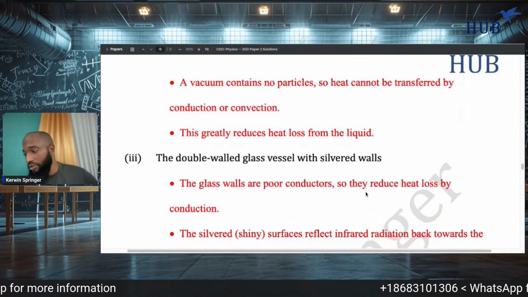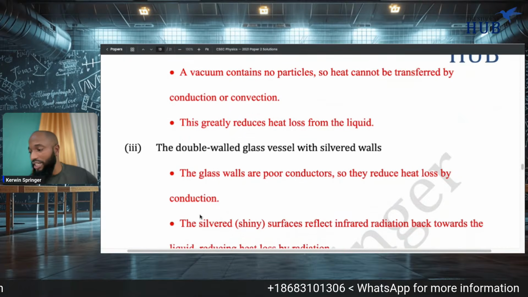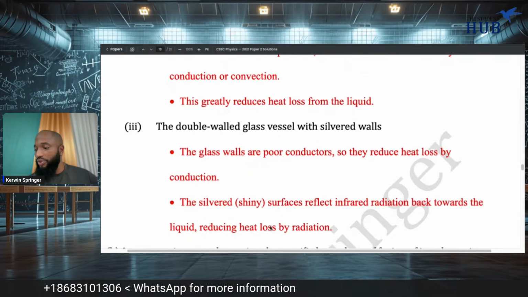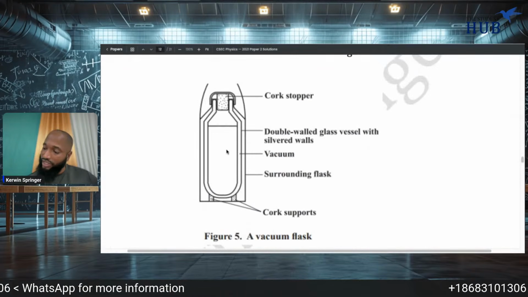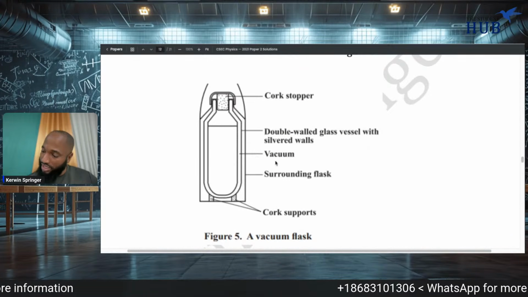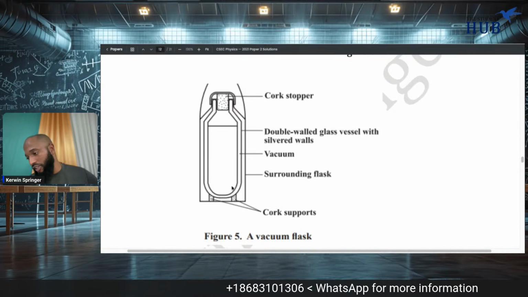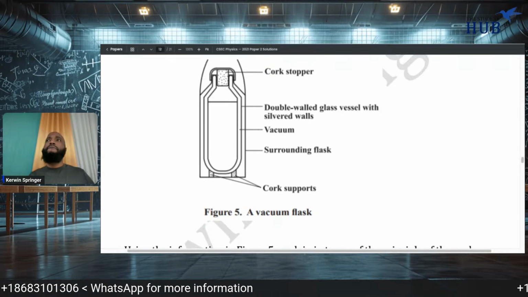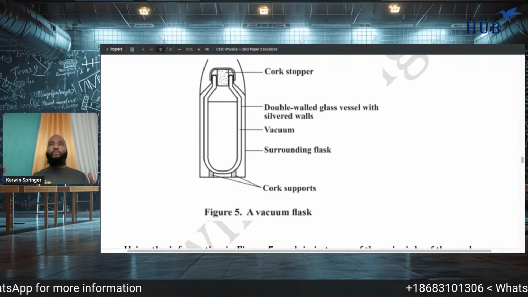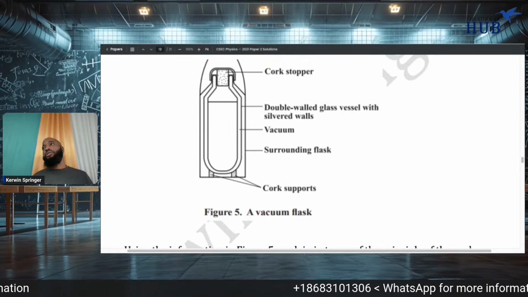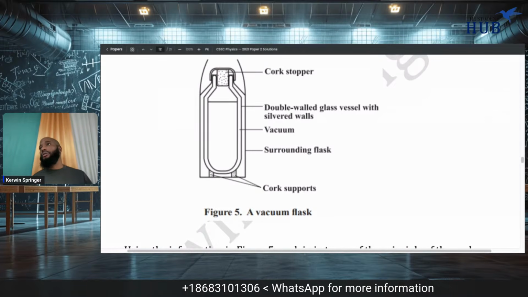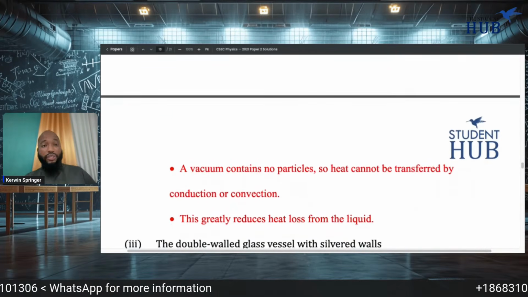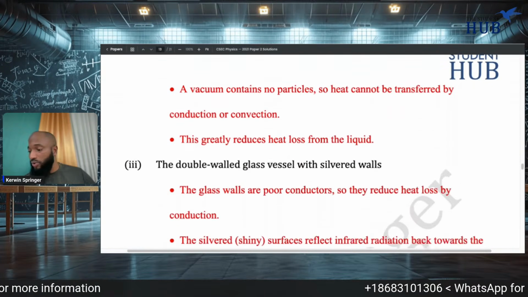Glass is a poor conductor, reduces heat loss by conduction, and the silver shiny surface reflects infrared radiation back towards the liquid, reducing loss. So it does two things. If it's a cold liquid, it reflects radiation from coming in. If it's a hot liquid, it reflects radiation from going out. So it's double wall, meaning it's stopping radiation from going in and coming out. So it's reflecting outward and inward. So if it's hot, it will remain hot. If it's cold, it will remain cold.